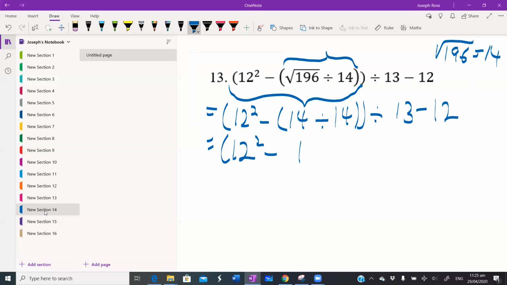So we've got 12 squared minus 1. And because we've now got just one number inside that set of brackets, we don't need to write the brackets anymore. So we're now down to just one set of brackets. Okay, so now we still need to do what's inside this bracket first. 12 squared minus 1, so the 12 squared is an exponent, and that comes before minus. So 12 squared is 144. 12 times 12 is 144.